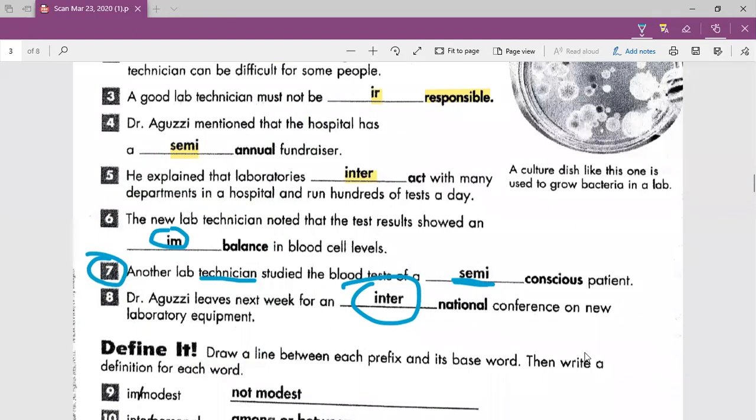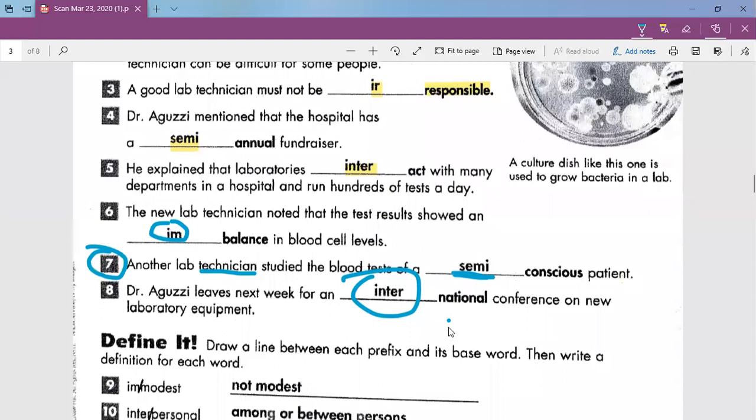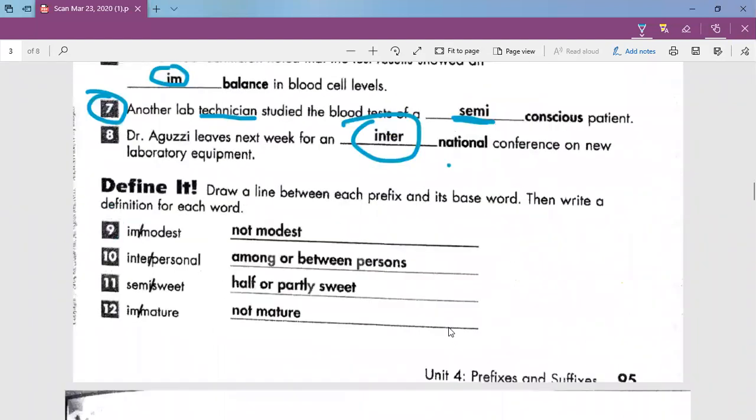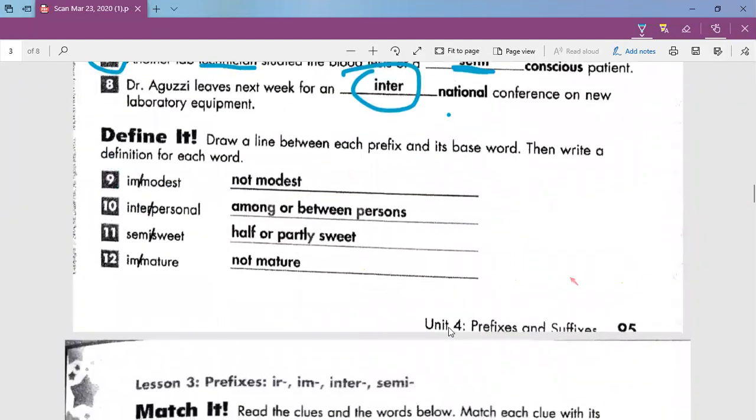All right, and let's move up to the next one. I'll draw a line between each prefix and its base word, then write a definition for each one.